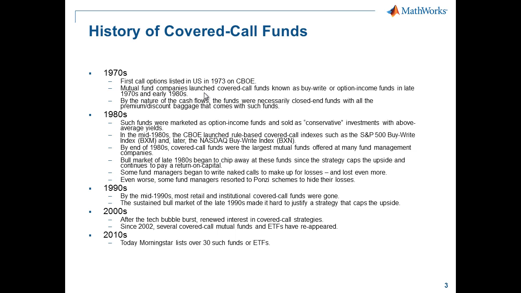The only problem is that they were marketed at that time as income funds, and that they were sort of conservative investments. And so a lot of fund managers started doing things like writing naked calls and doing some other things that were outside the strategy that actually made them lose even more money. And in some cases, they even resorted to Ponzi schemes. By the end of the 80s, these funds fell out of favor. And in the mid-90s, they were almost completely gone. They did come back after the end of the technology bubble around 2000. And today, Morningstar lists over 30 of these types of funds again.